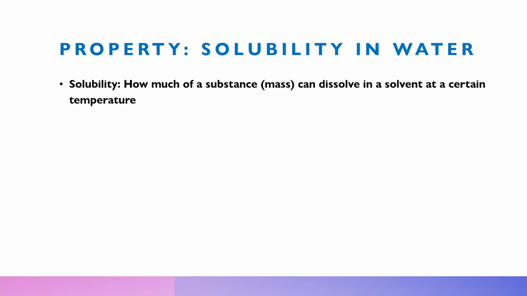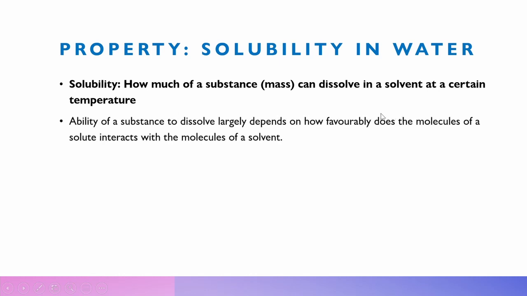Solubility is measured in terms of how much of the substance can dissolve in a solvent, in this case water, at a certain temperature. So what affects solubility of a substance? It largely depends on how favorably the molecules of a solute, in this case the ionic compounds, interact with the molecules of a solvent, in this case water.